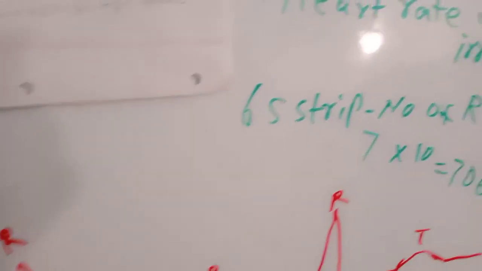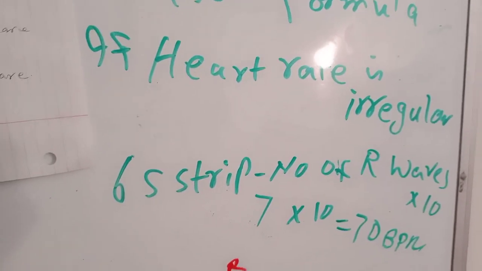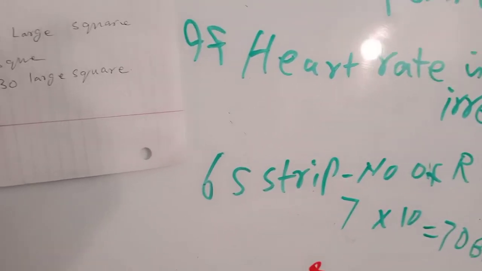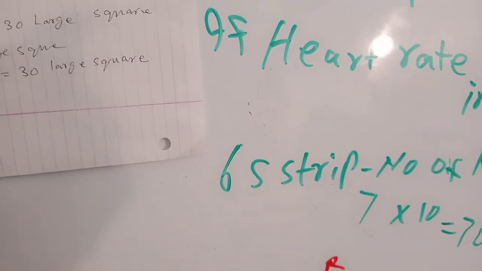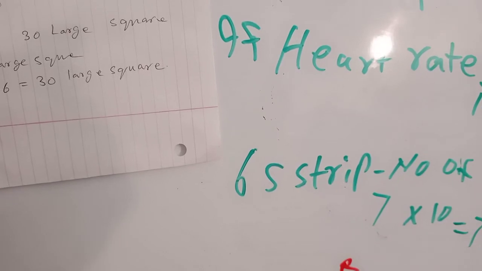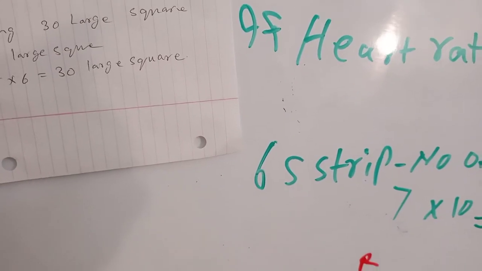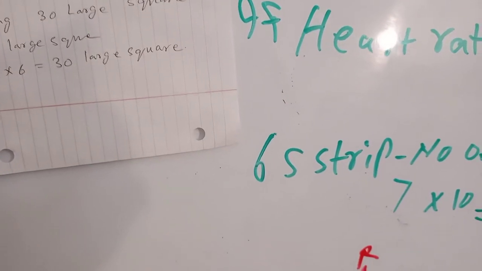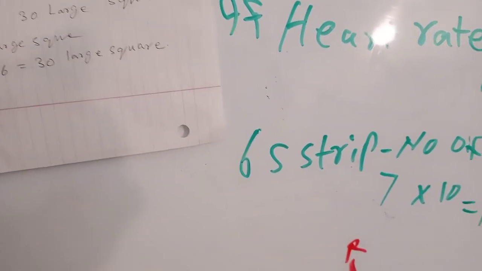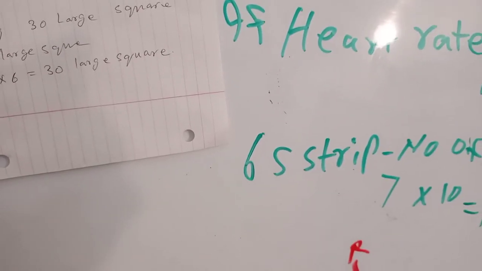Now the other condition is the heart rate is not regular. The rhythm is not regular. In that case we take a 6-second ECG strip, and we know there are 5 large squares in 1 second. So in 6 seconds there will be 30 large squares. So take a strip which has 30 large squares horizontally, it is equal to a 6-second strip.